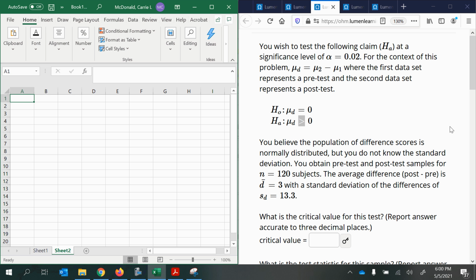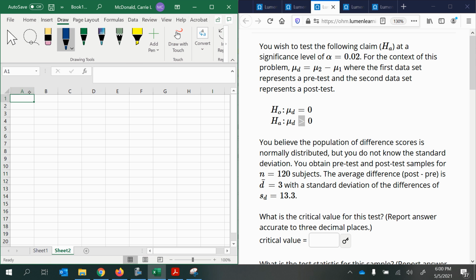Okay, so now we have the null hypothesis that the mean of the differences is 0. In other words, there's no significant difference. The alternative hypothesis is that the difference is positive or greater than 0, and they've told us that the claim is contained in the alternative hypothesis.